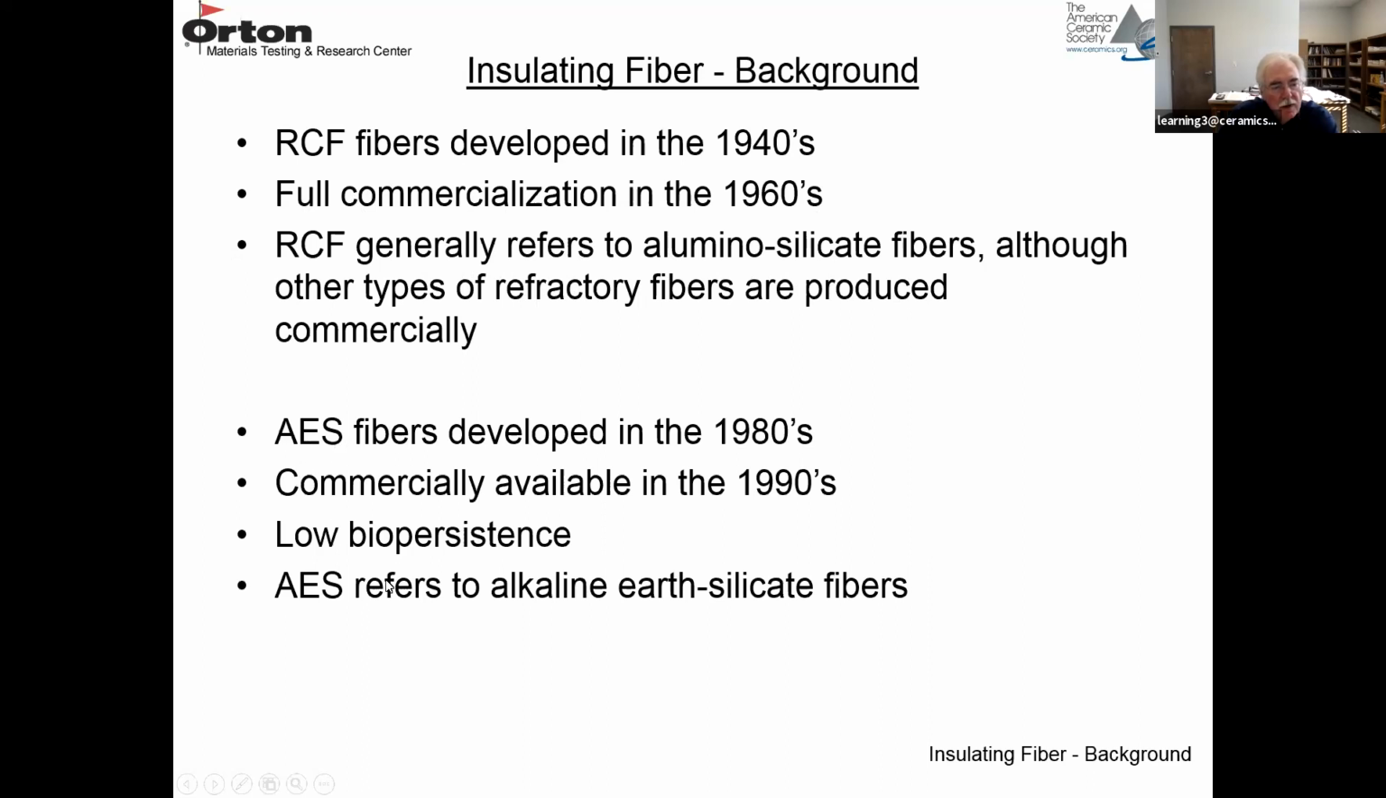The AES fibers are alkaline earth silicate fibers. They were developed in the 1980s and commercially available in the 1990s. And they have low biopersistence. That means if you get fibers in your lungs when you're working with them, they will dissolve in a reasonable amount of time and not be a health hazard. So these fibers were developed to eliminate health issues associated with more stable fibers that are biopersistent.